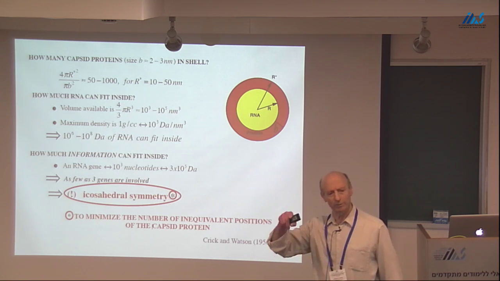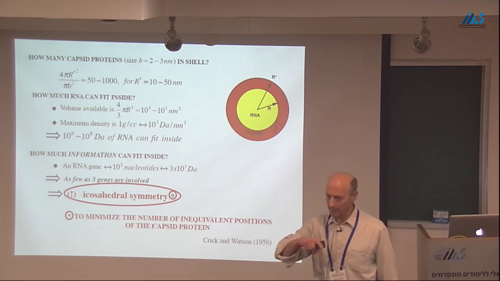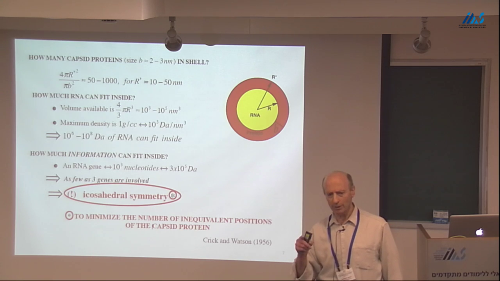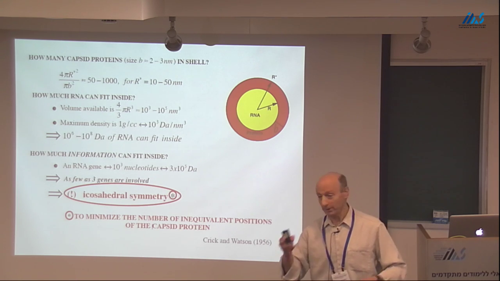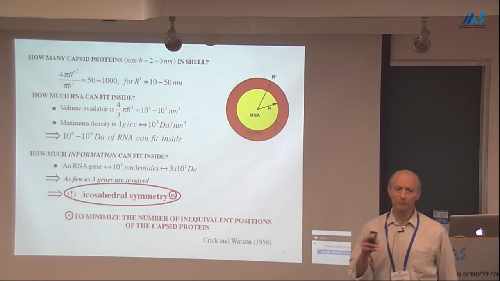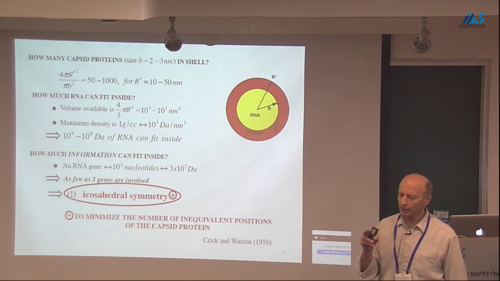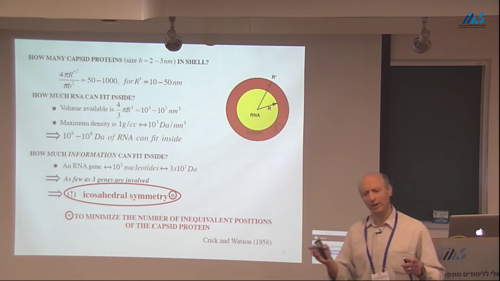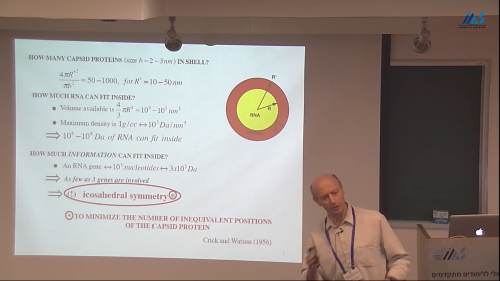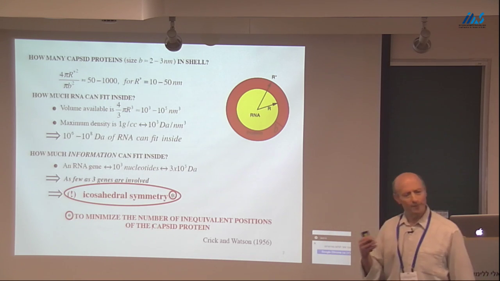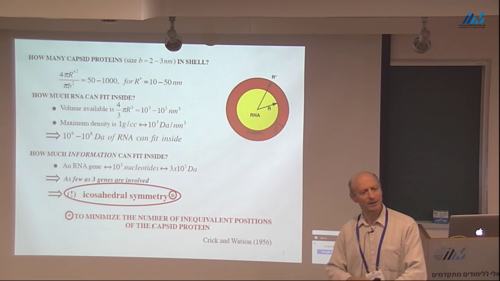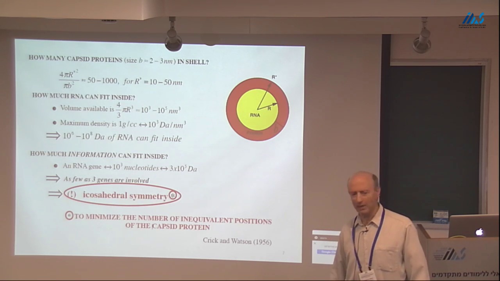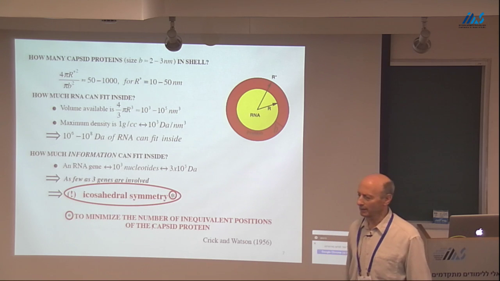If you ask how many equivalent positions can you have on a circle, there's no limit. And that's why you have an infinite number of regular polygons. They can all be inscribed in a circle. You don't have an infinite number of regular, perfect polyhedra. In fact, you know you have the five Platonic solids, the largest of which is the icosahedron. So they argued that icosahedral symmetry and 60 would be the best situation for capsid proteins.